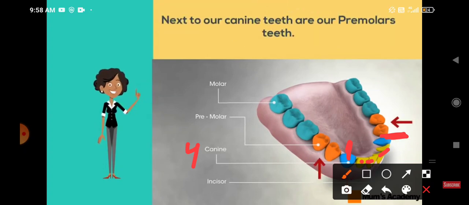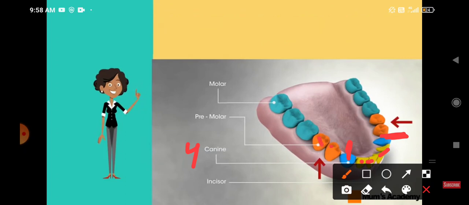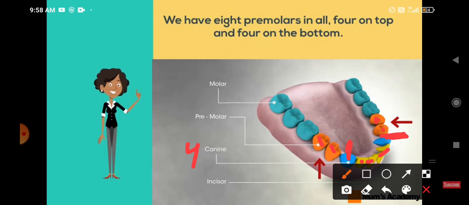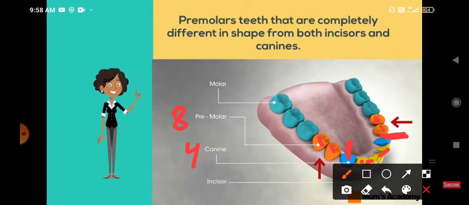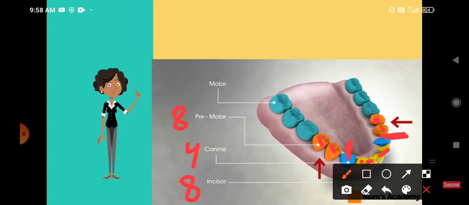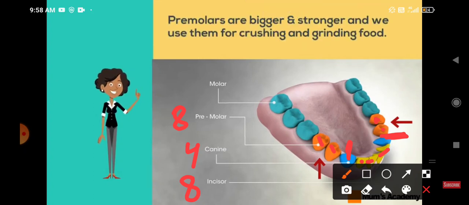Next to our canine teeth are premolar teeth, the orange ones. 4 on the lower jaw and 4 on the upper jaw. 8 total teeth. So premolar teeth are completely different in shape from both incisors and canines. Premolars are bigger and stronger and we use them for crushing and grinding the food.